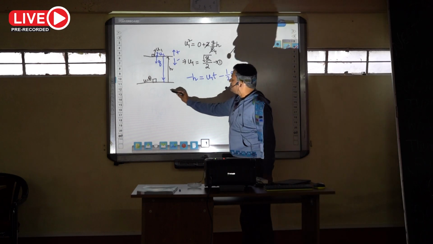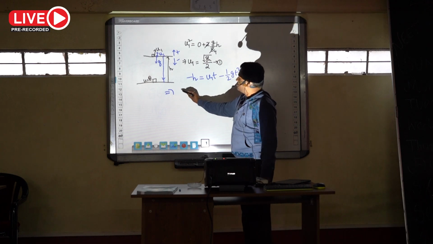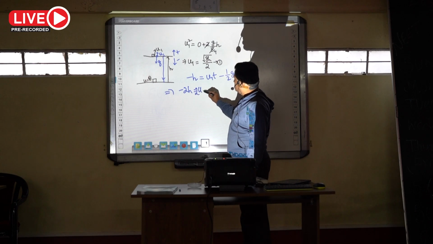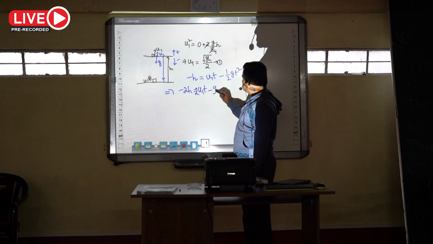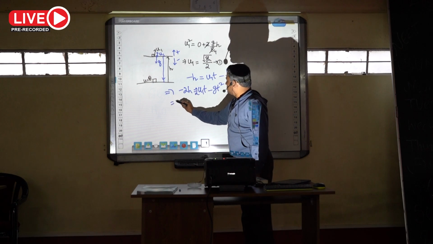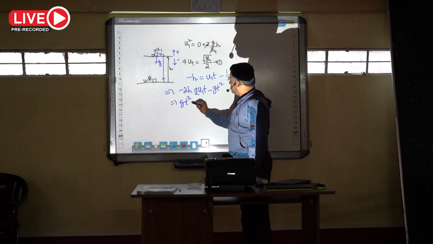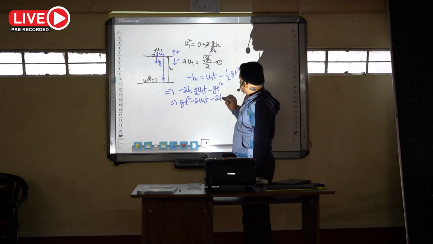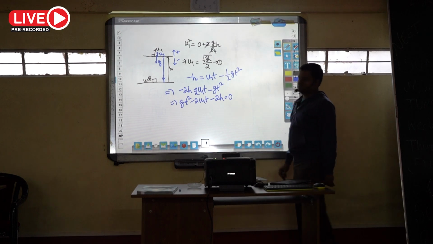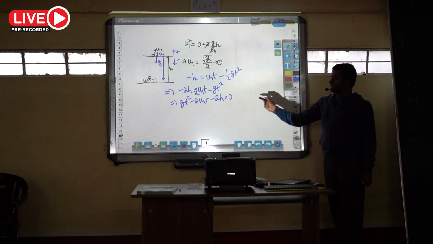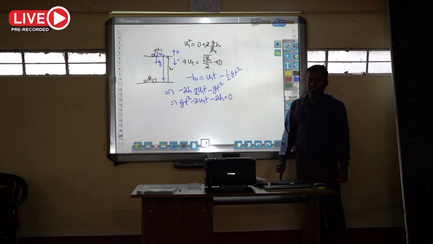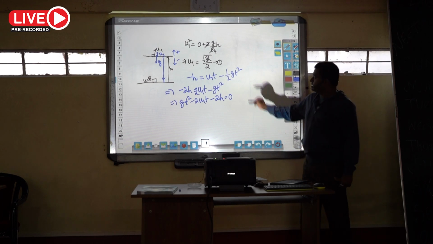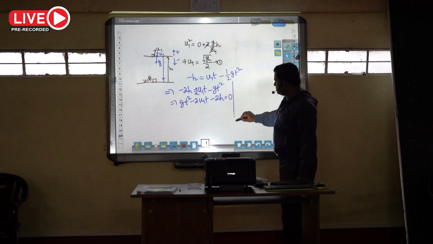So from this you can multiply both sides with 2. It will be minus 2h equals 2u1 t minus gt square, which gives us gt square minus 2u1 t minus 2h equals 0. gt square minus 2u1 t minus 2h equals 0. Then apply Sridhar Acharya's formula.